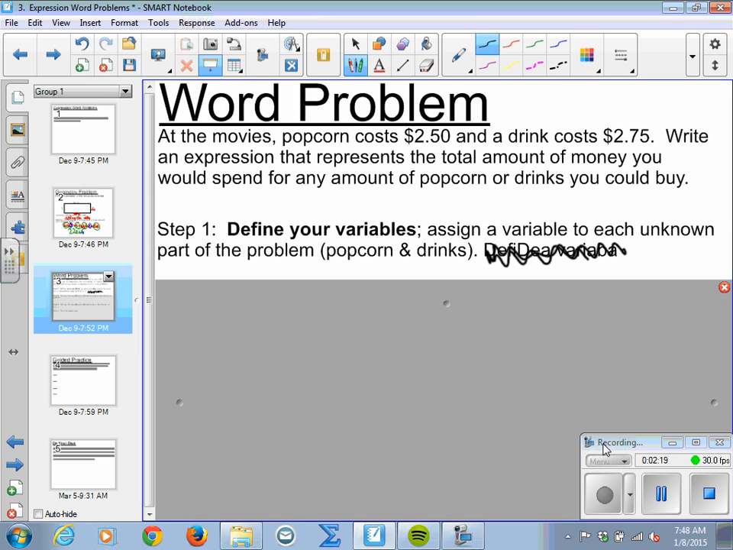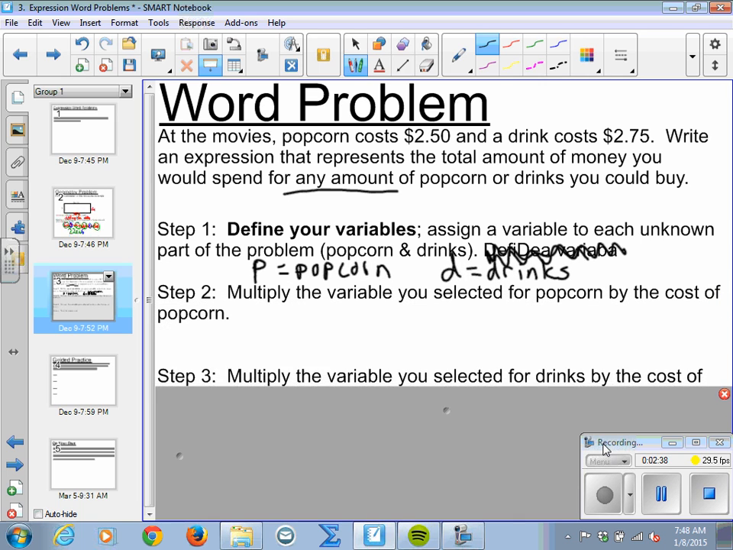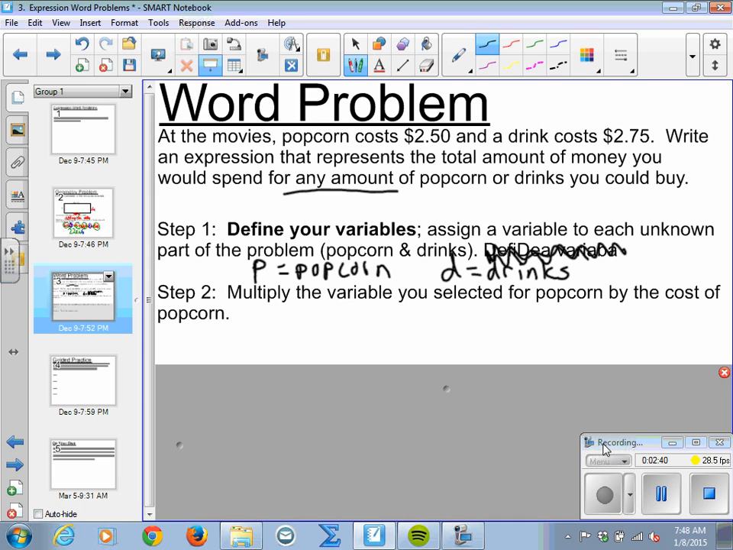Remember, we're trying to find this for any amount. So let's make it easy on ourselves. We'll call popcorn P, so P equals popcorn, and D for drinks. You obviously have the freedom to choose whatever letters you want, but let's keep it simple. Now, multiply the variable that we selected for popcorn by the cost of popcorn. Popcorn costs $2.50 per box, so we'll say 2.50 times P. That's any amount of popcorn.